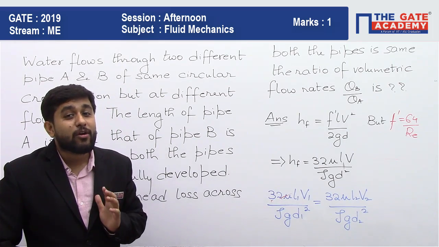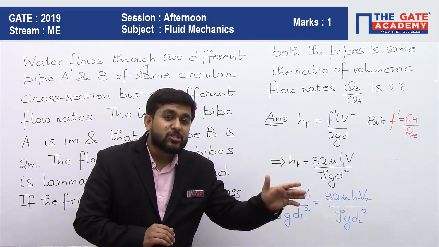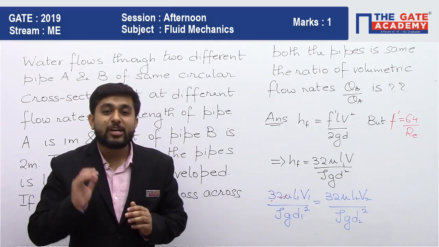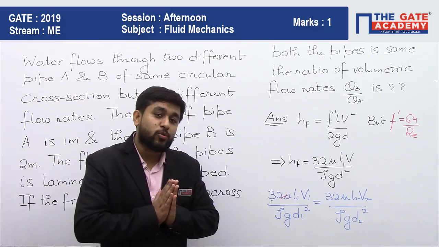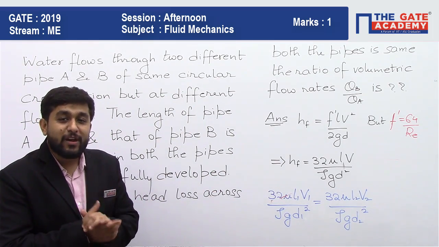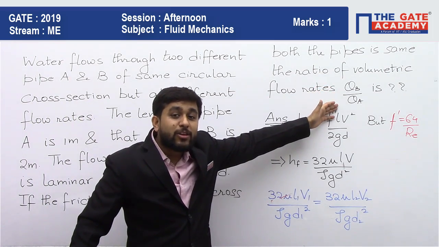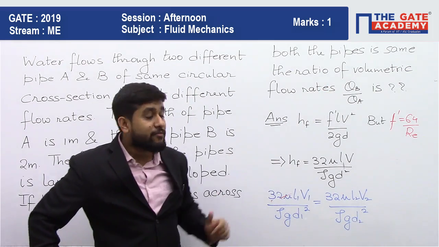Please note, we are not talking of the continuity equation here. We are talking of two separate pipes. In one pipe, the discharge is A1 V1. In the other pipe, discharge is A2 V2, and we want to find out the ratio. Now, A1 and A2 are same. So basically, the ratio is equal to V1 by V2, or V2 by V1. So when we are talking of QB by QA, basically, we are talking of V2 by V1.